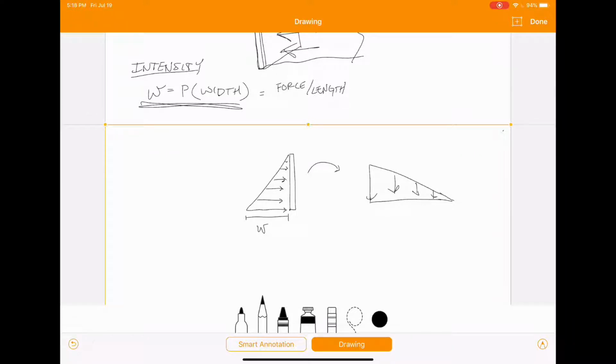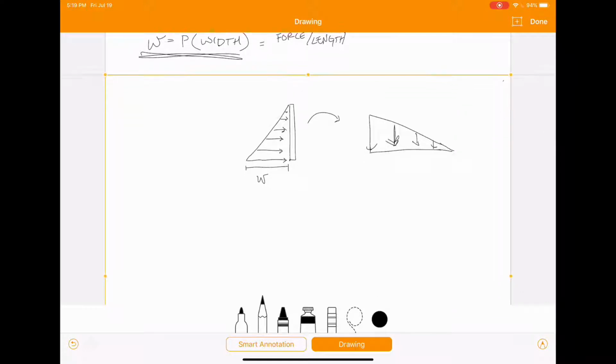Which is just a distributed load. So now, you're going to use the same skill set that we learned from distributed loads to find your resultant force. So we know that a resultant force from some distributed load is just going to be the area of that shape.